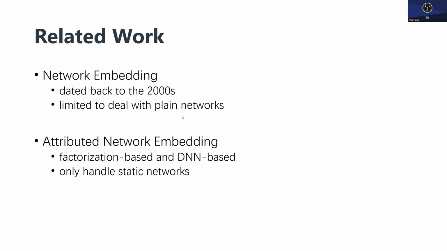And also, many efforts have been devoted to gaining insights from attributed networks. Some of them are based on factorization, and some of them are based on deep neural networks. Nevertheless, all these methods can only handle static networks. It is still not clear how to learn embedding representations efficiently when networks are constantly evolving over time. Therefore, this paper is the first paper about attributed network embedding in dynamic environments.